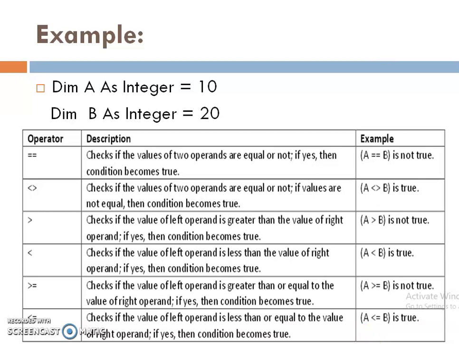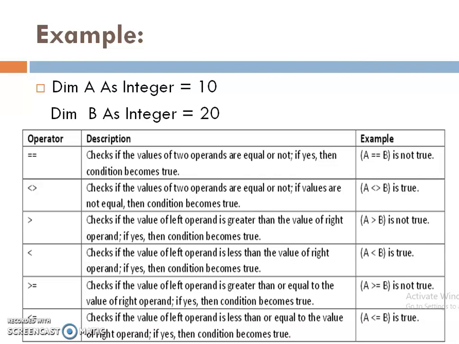Now we take two variables a and b. Both variable data types are integer. A value is 10 and b variable value is 20. Now we perform operations using the comparison operators. First we use equal operator. Now a equal b, it gives the result false. Now we use not equal operator, a not equal b, then it gives the result true.